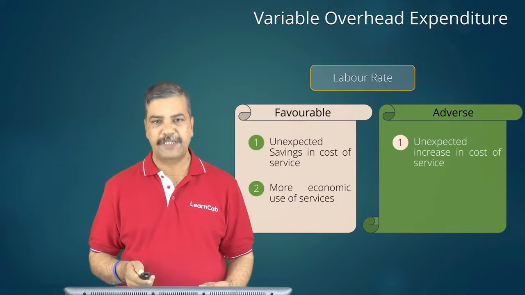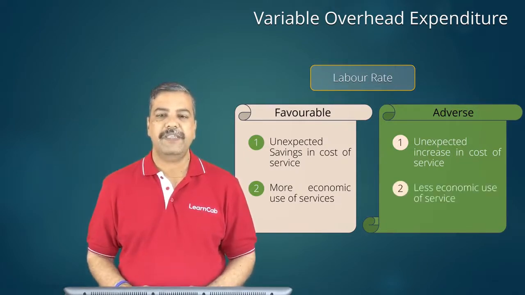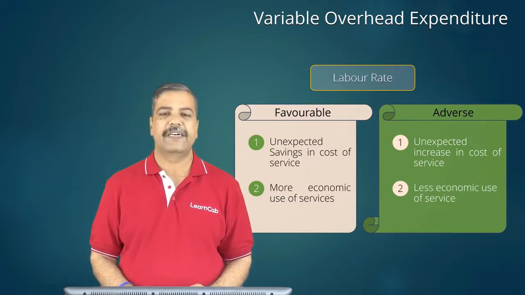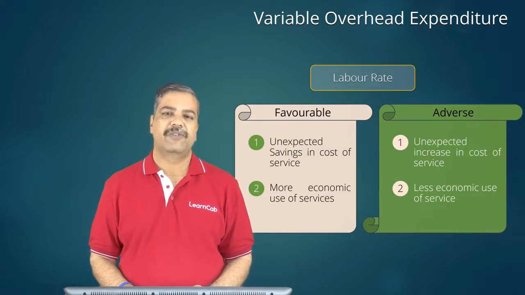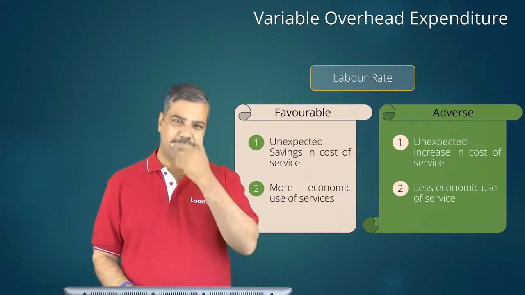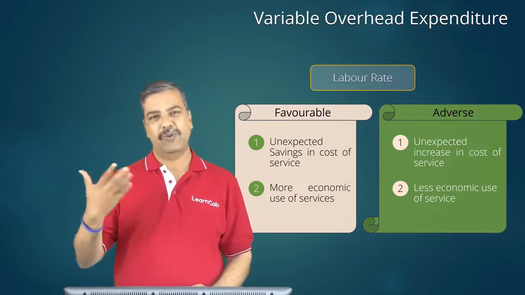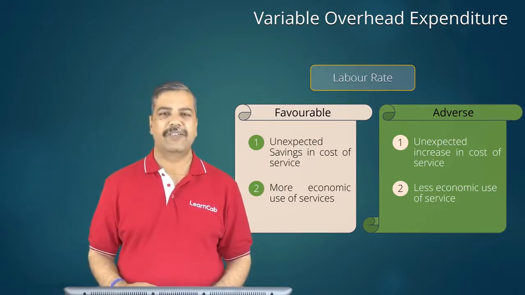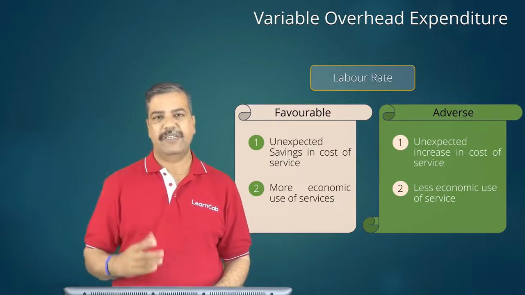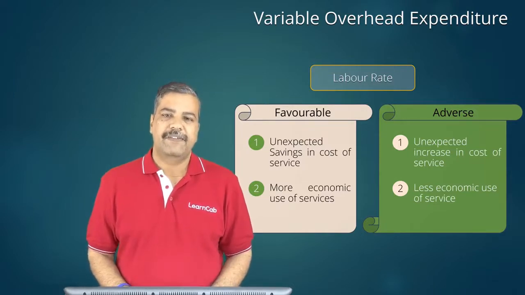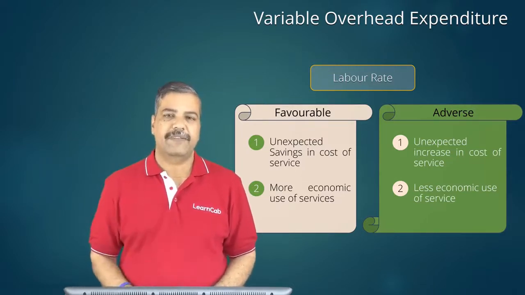The next part is on adverse. The adverse part is less economic use of services. Less economic use of services is again something where your optimum planning is not done properly. Even though availability was there, it was not utilized to the fullest extent. So this may result in your expenditure going up. Once expenditure goes up compared to your standard, then it is an adverse impact on the system itself. So that is the inference you can draw when we talk about the expenditure variance here.